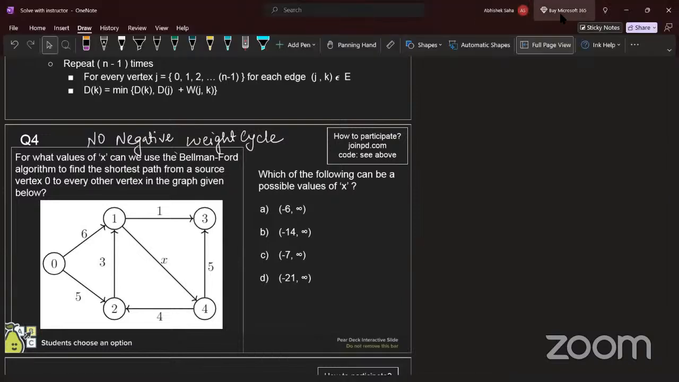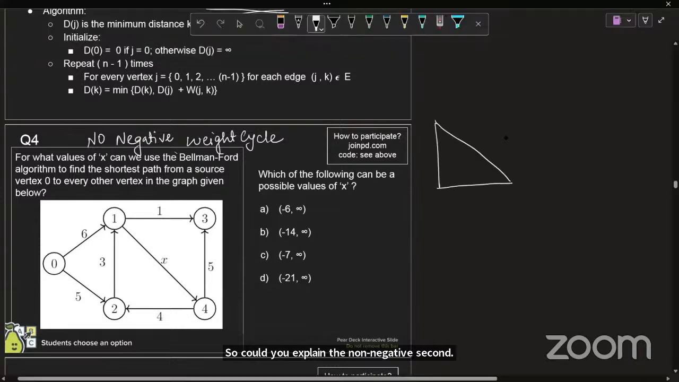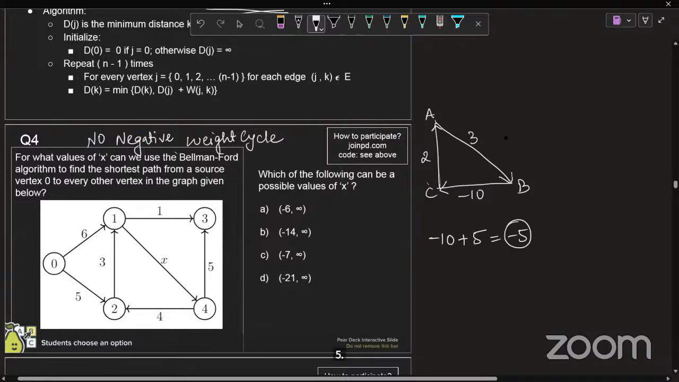So could you explain the non-negative cycle? Non-negative cycle means, suppose you have a cycle like this. So this is a cycle, right? And suppose the weights of this graph are 2, 3, and minus 10. If you add all of these, what will be the overall value of this cycle? 5 minus 10, that's minus 5, right? So this is a negative weight cycle.